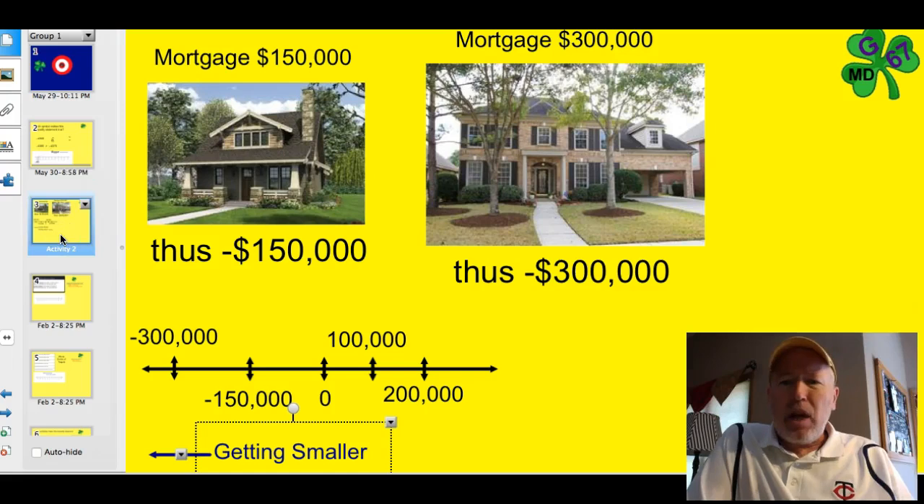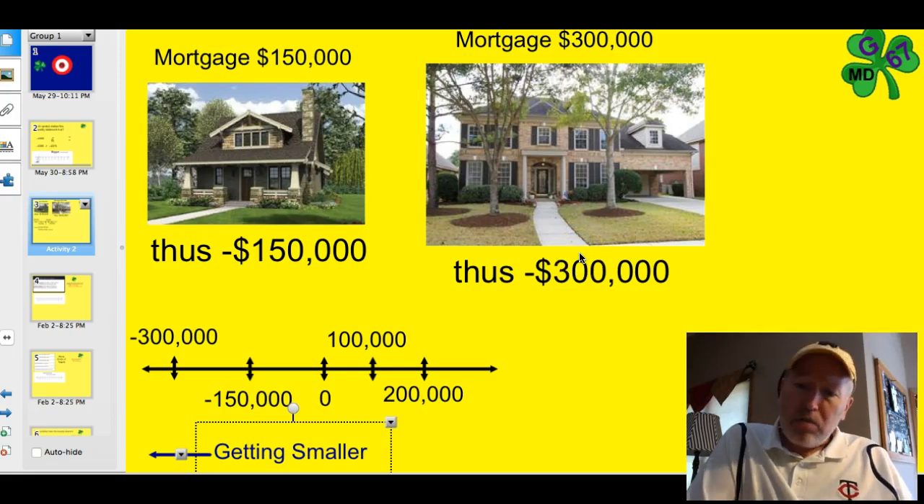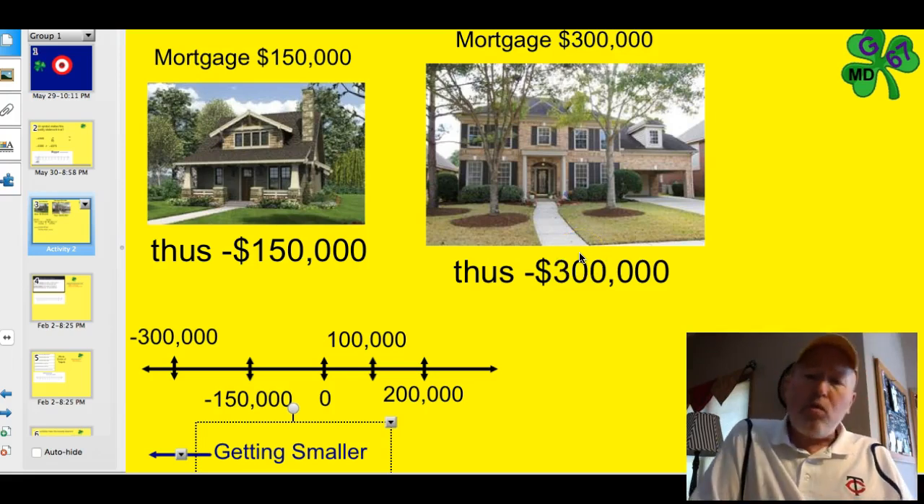All right, let me try to help you with this. So let's just say that you're going to go buy a house. And this house here, you would have to borrow $150,000 to buy. And this one here, you'd have to borrow $300,000. Well, thus, your mortgage is the money you owe. That's a negative $150,000 for this bungalow, and for this beautiful two-story, it's a negative $300,000 because it's in the hole. That's how much money you were borrowing.